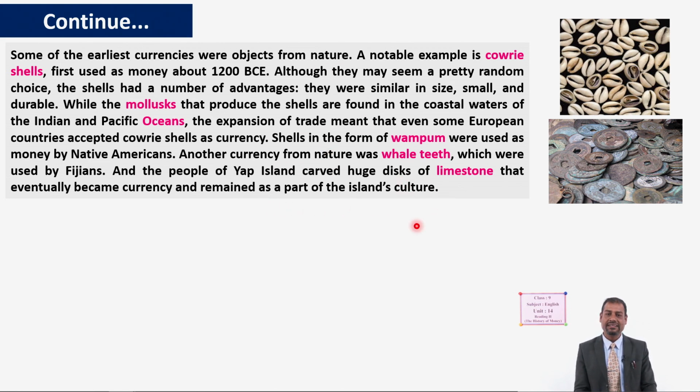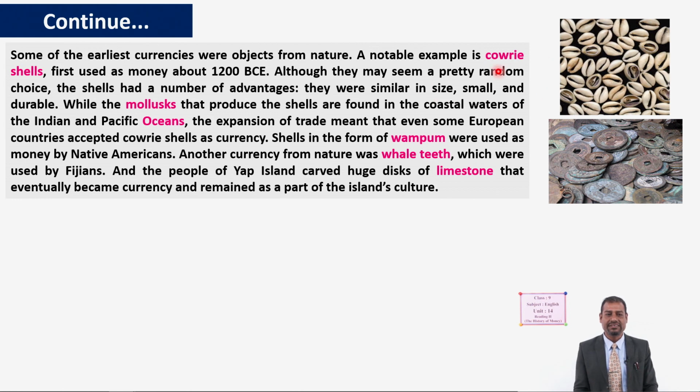So you can find in this paragraph also different forms of currencies. Okay, some cowrie shells, some mollusk, some whale teeth, even limestone. So different forms of currencies. So have you got the idea of this paragraph? Good. If so, we have some unfamiliar words in this paragraph. They are cowrie shells, mollusk, oceans, wampum, whale teeth, limestone.